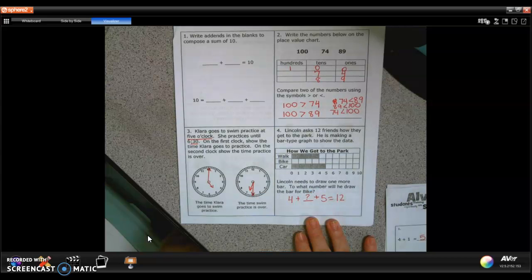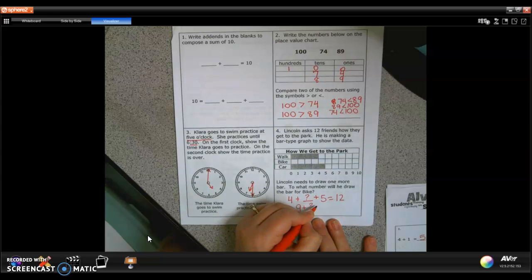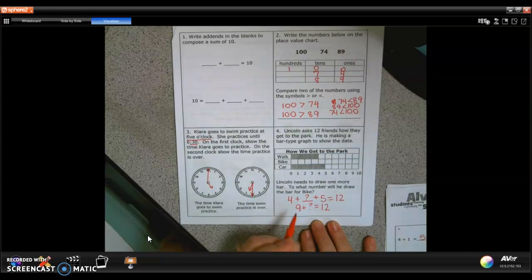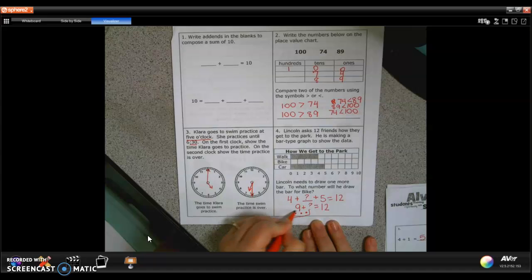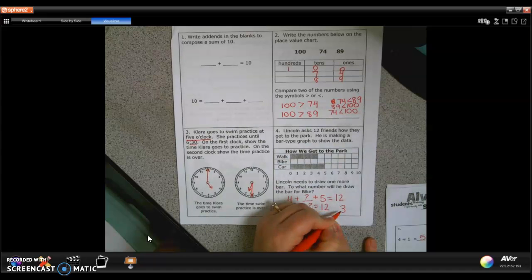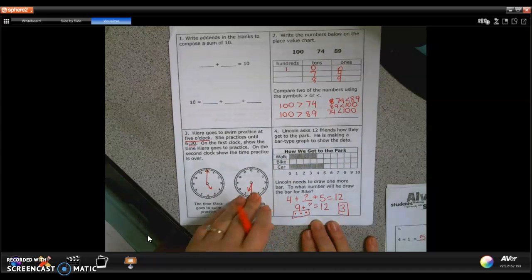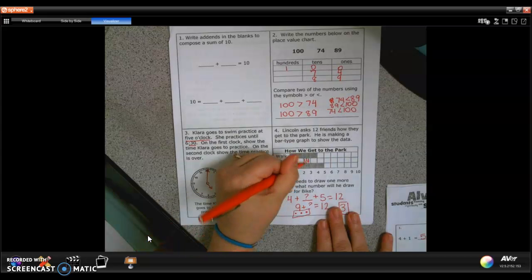That's what we know. So I know 5 and 4 is 9 plus something equals 12. So I'm going to count on. I'm going to go 9, 10, 11, 12. So I know my something is 3. You may even want to color that in.